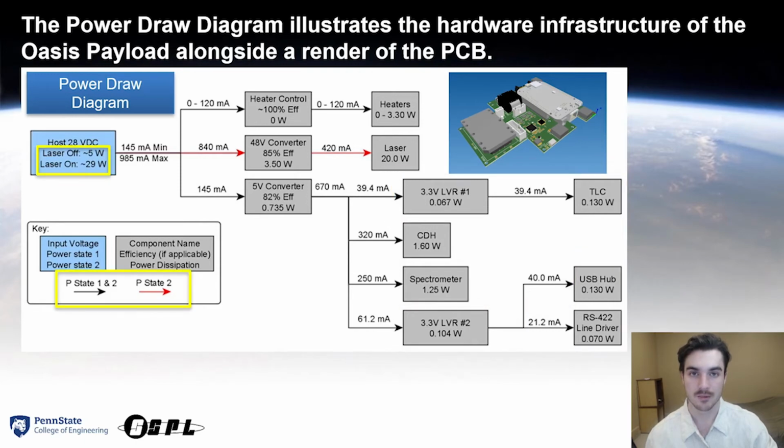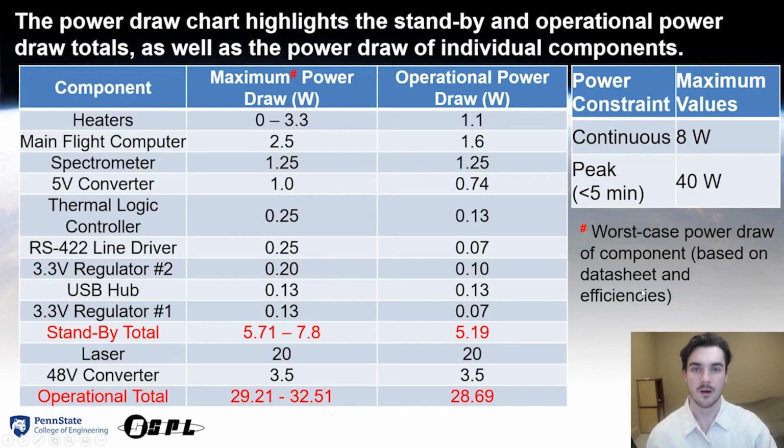The two power states represent total power draw during system standby and during laser activation. Oasis conforms to the power constraints laid out by the Big Idea Challenge as shown in this power draw breakdown. The payload will maintain a continuous power draw of 5.19 watts and an operational power draw of 28.69 watts for less than 5 minutes while the laser is activated. Variations in total power draw arise from the possible power draw of the heating system, but will never be reached in practice due to the payload's thermal design.